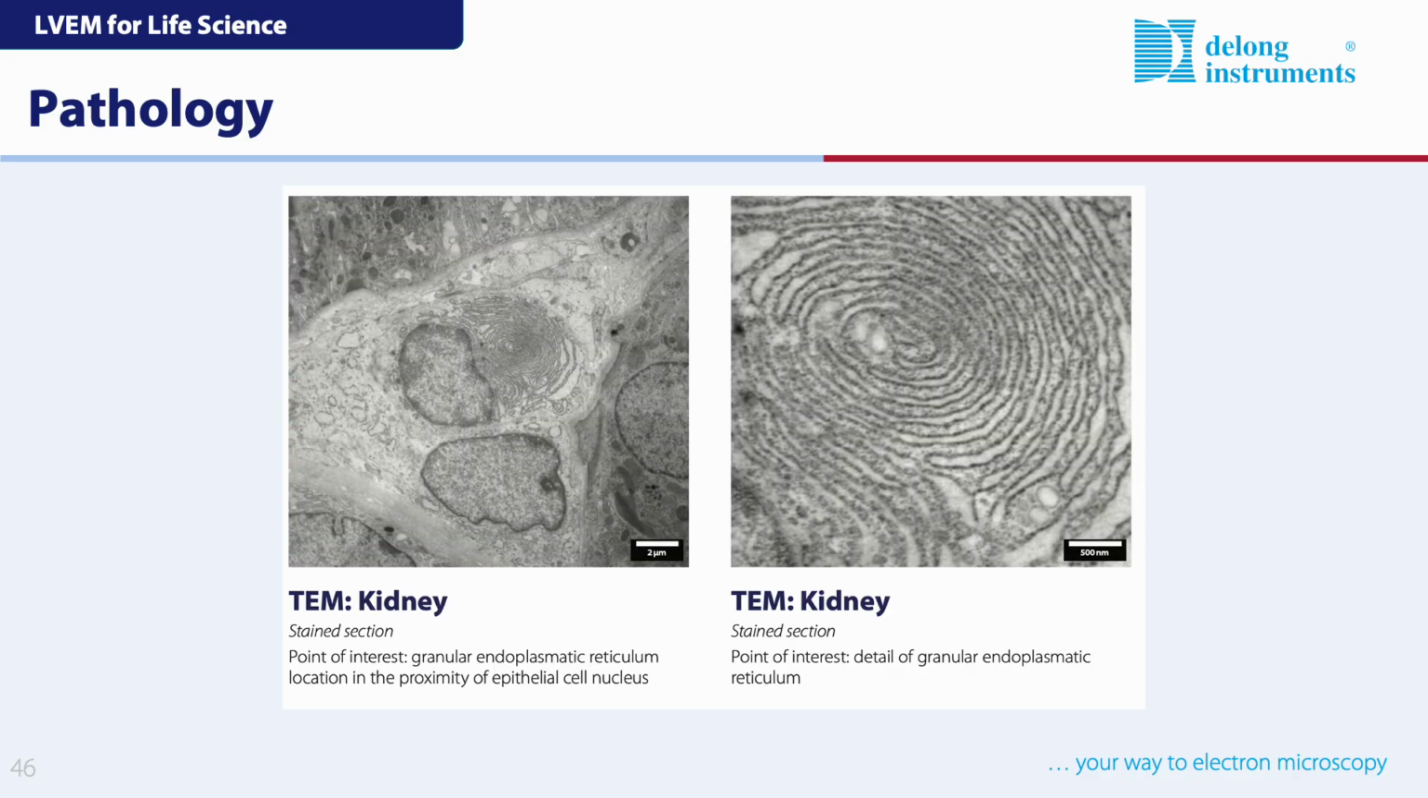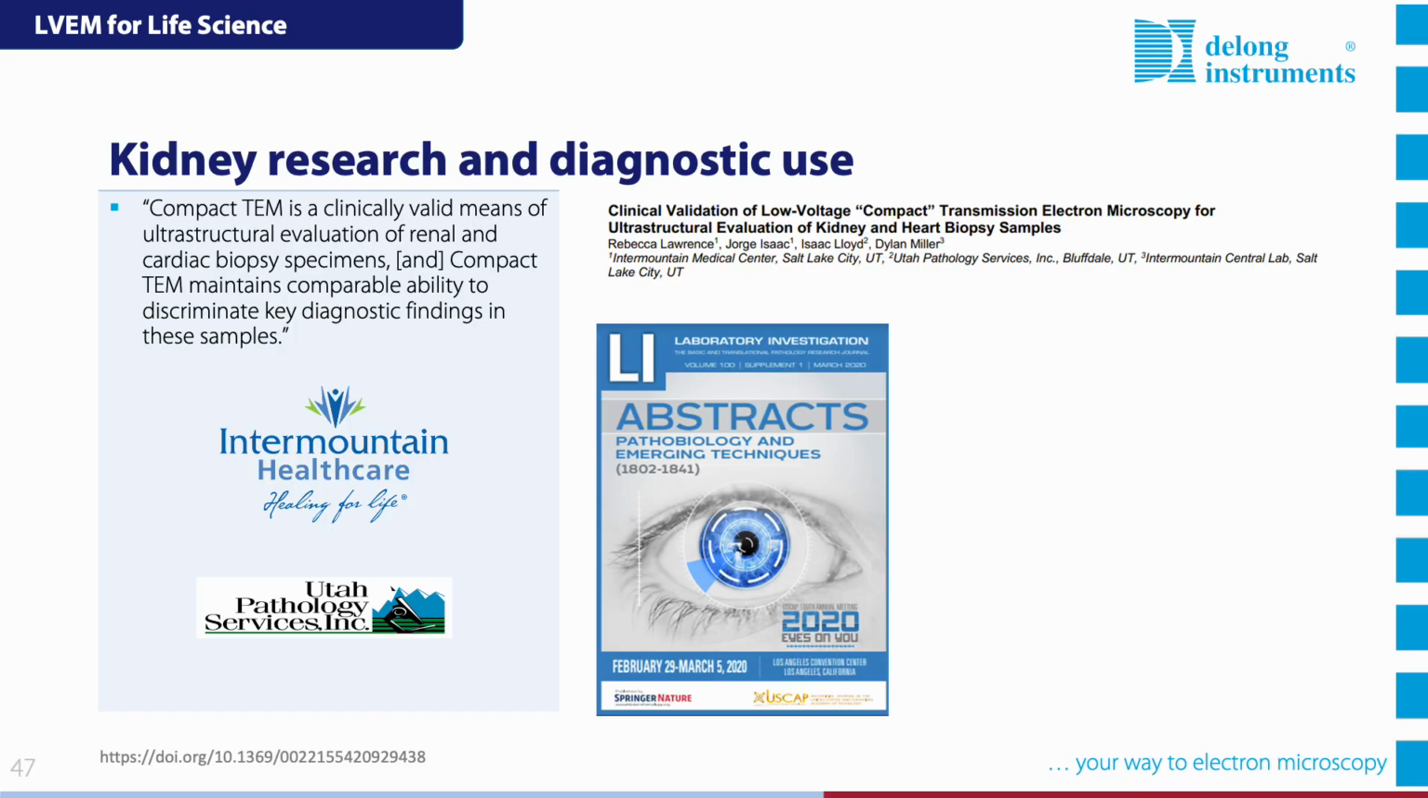Here we have TEM images of kidney tissue, highlighting how LVEM can be applied in clinical nephropathology. These images reveal fine structural details of glomeruli, podocytes, and other renal components, providing critical information for diagnosing kidney diseases. LVEM's high contrast and resolution make it possible to assess delicate structures in thin sections quickly and accurately, supporting faster and more precise clinical analysis.